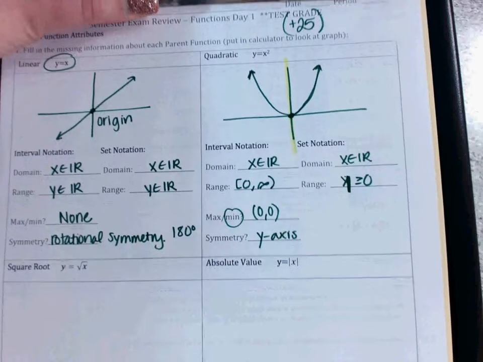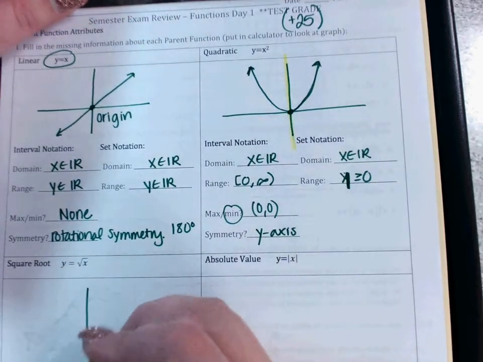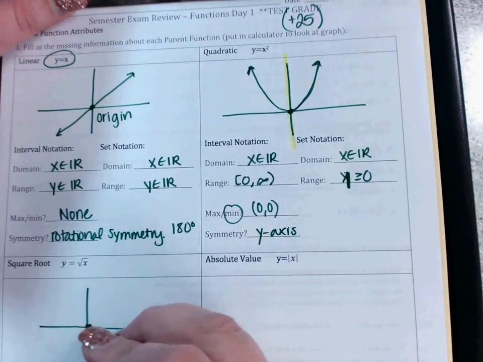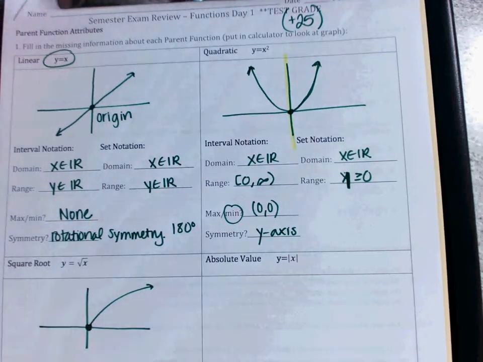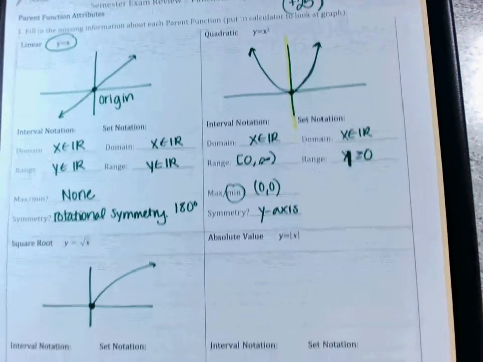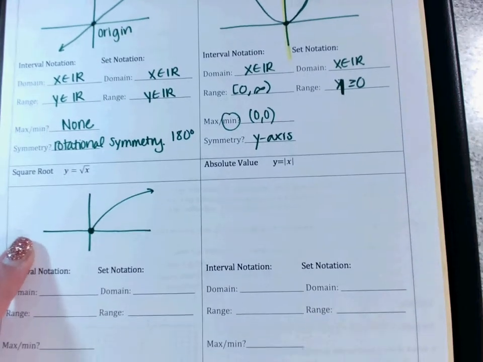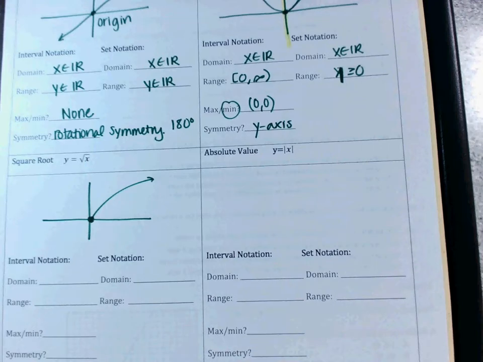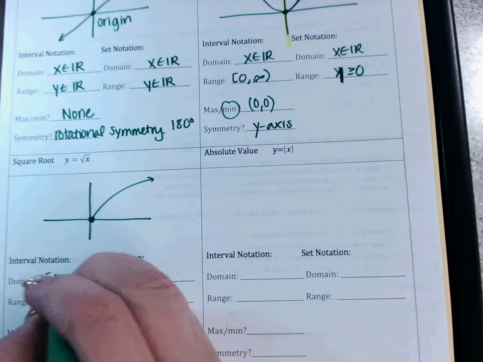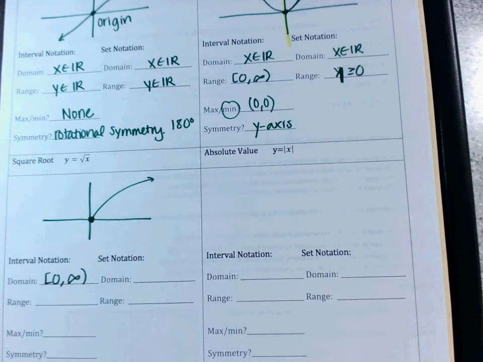Next one is the square root graph. You can remember that the square root graph looks kind of like the square root sign. It starts at the origin, and then it curves off to the side. Now, you don't have all real numbers on the domain or the range for a square root. So for my domain, how far back does my graph go? How far to the left? 0, and then it goes all the way till infinity.